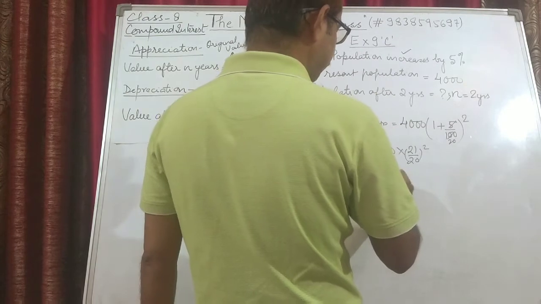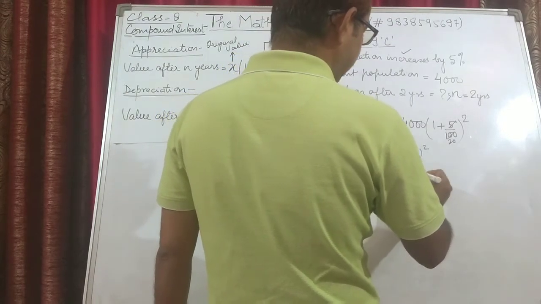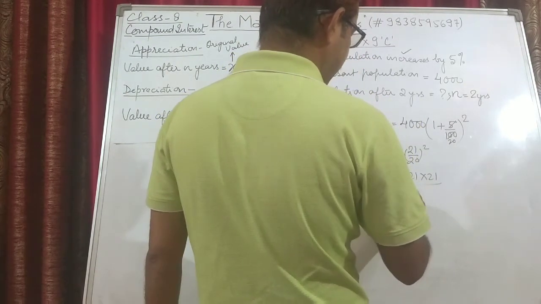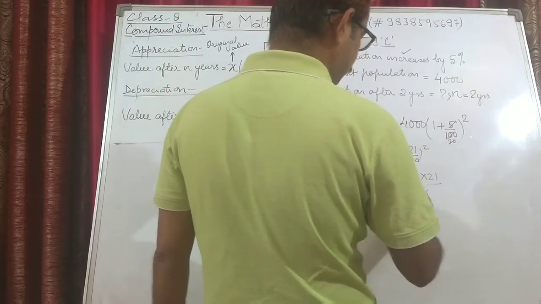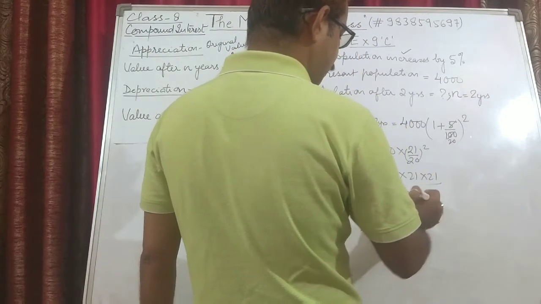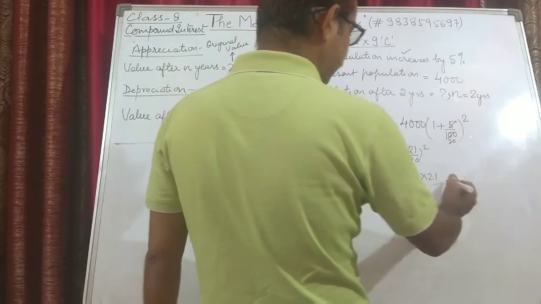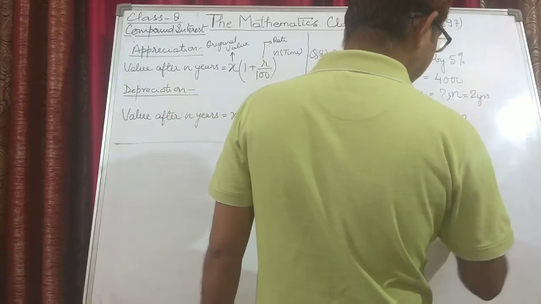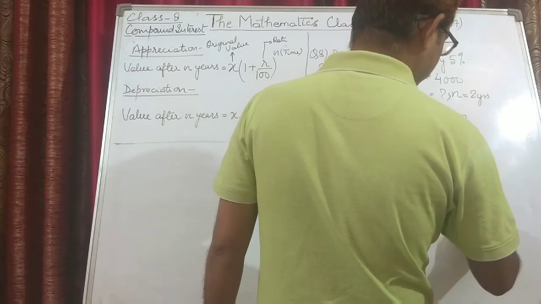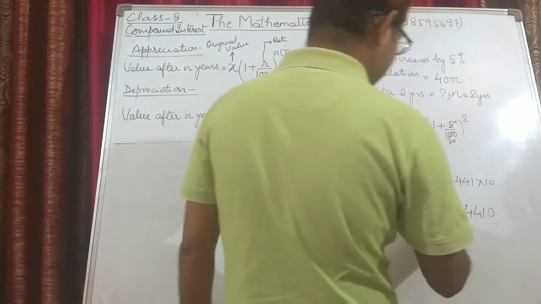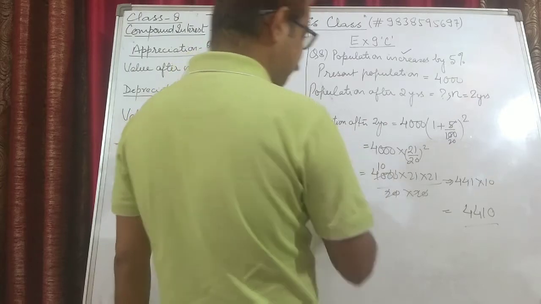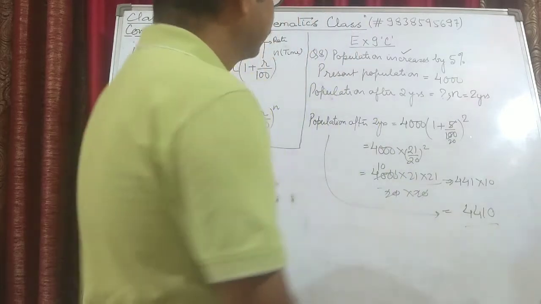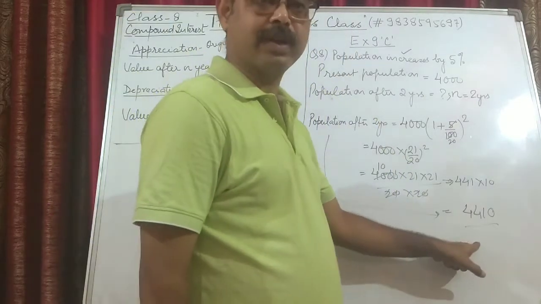When you solve it, 4,000 into 21 into 21 upon 20 into 20. The zeros cancel, 4 tens are 40. Now 21 into 21 is 441, into 10. So that is 4410, the population after 2 years. This will be the population after 2 years.